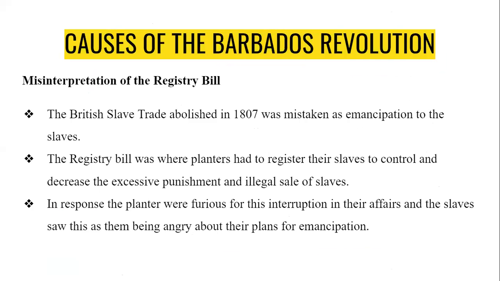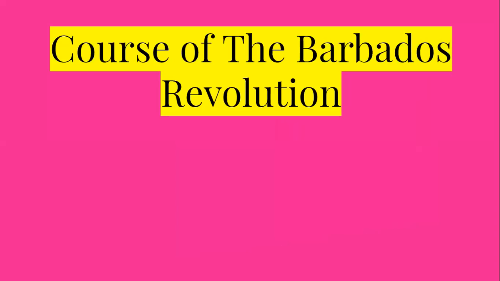Misinterpretation of the Registry Bill. The slave trade had been abolished in 1807. In 1815, the British Parliament came up with an imperial registry bill to register all slaves so as to monitor the treatment of slaves and to stop excessive cruelty. The planters were infuriated over the passing of this bill and saw it as an interference in their domestic affairs. The slaves misinterpreted this as the overseers being angry about a plan for their emancipation. The enslaved therefore decided to take action against their own freedom.